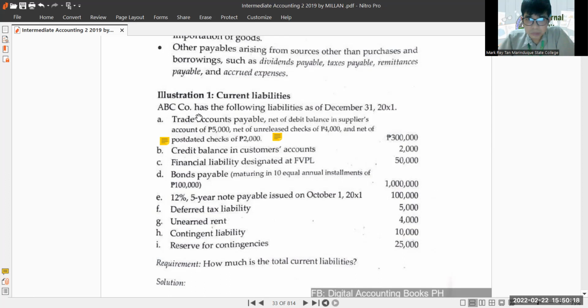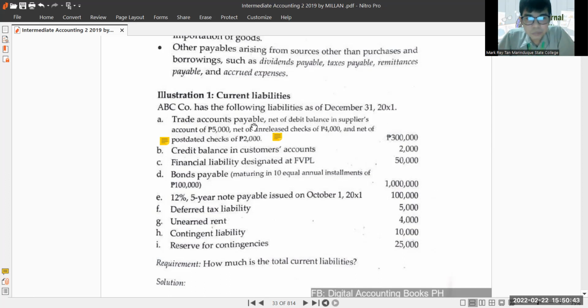Una, anyway, basahin nyo rin muna siyempre lahat after reading the question. Kasi minsan dito sa mga unang statement, meron diyang mga nakatagong clue. Okay, si company has the following liabilities as of December 31, 20X1. So wala naman masyadong trick.